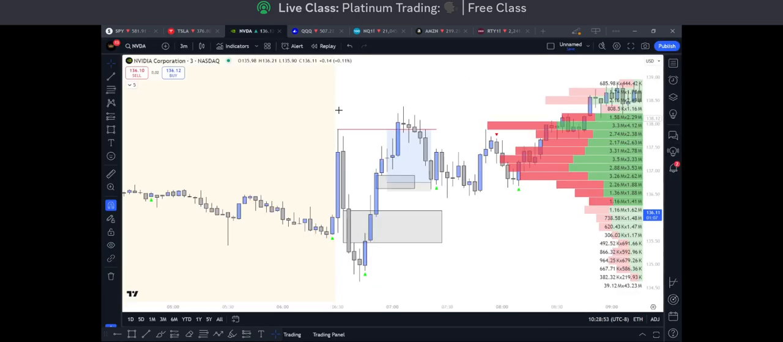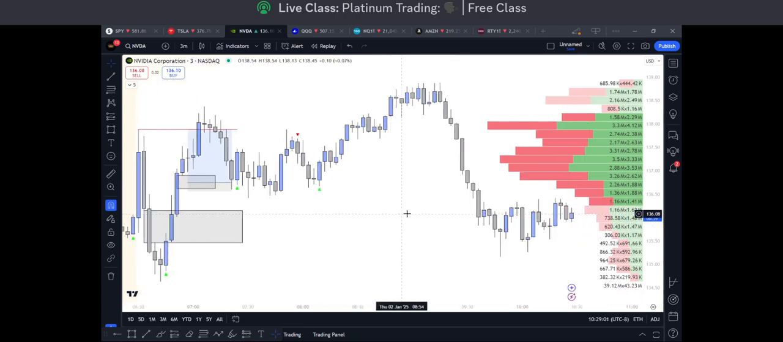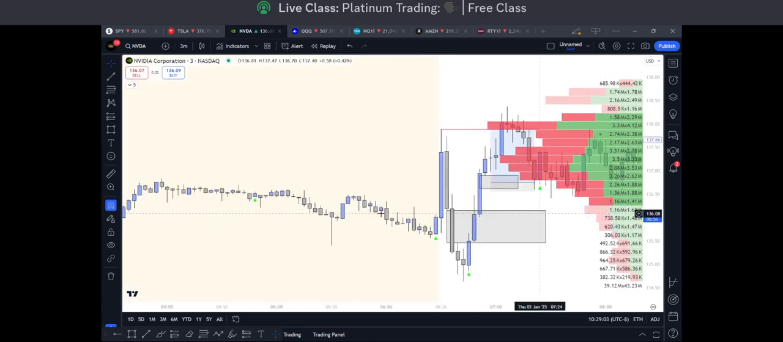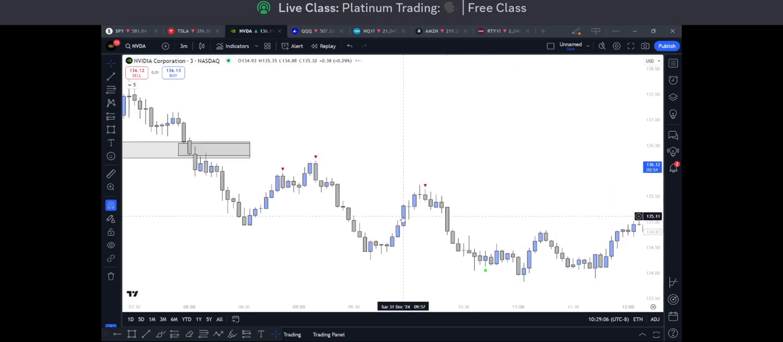Okay. In this scenario, there's nothing. It's just a strong green candle, price is holding, it breaks through it. There's nothing there. Okay. I'll show you another example here in a second so you see what I'm talking about.